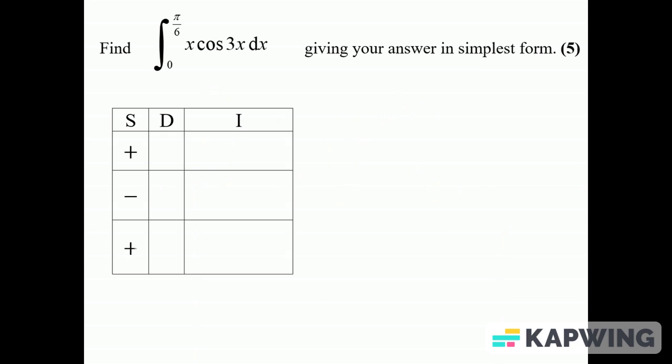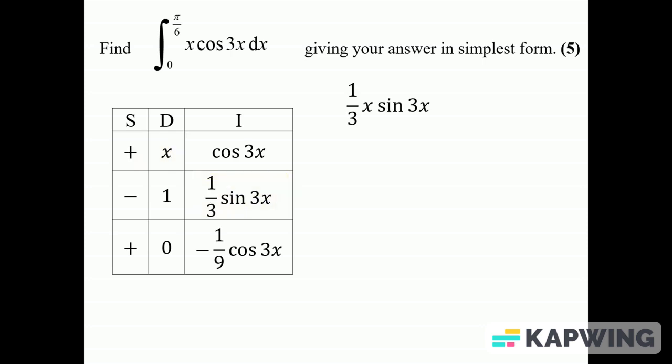Here's the tabular method: plus, minus, plus, then in the sine column, differentiating the x, of course, and integrating the cos 3x. So I differentiate the x, differentiate the 1, integrate the cos 3x, and then into sine 3x. And I pick the top row, second row, gives me a third x sine 3x. Second row, third row, give me plus a ninth cos 3x.